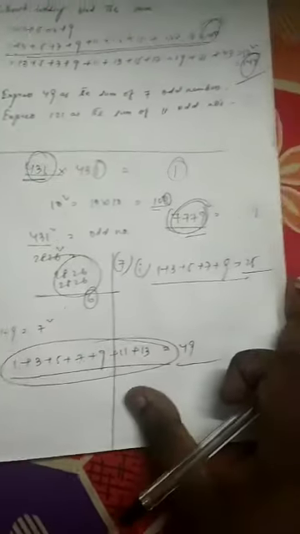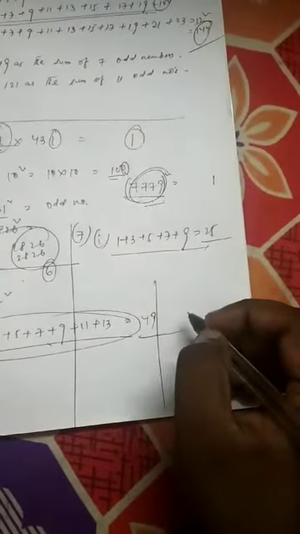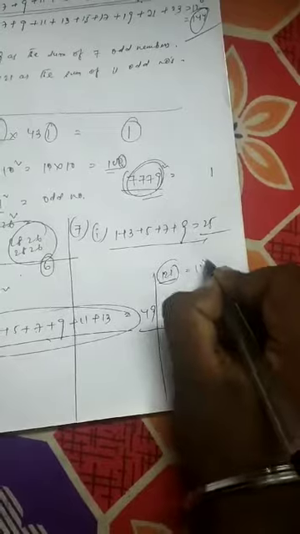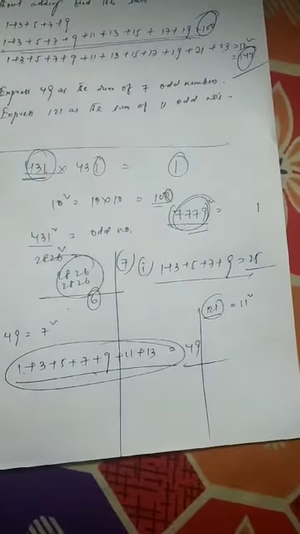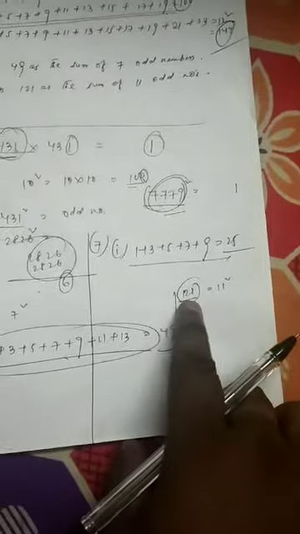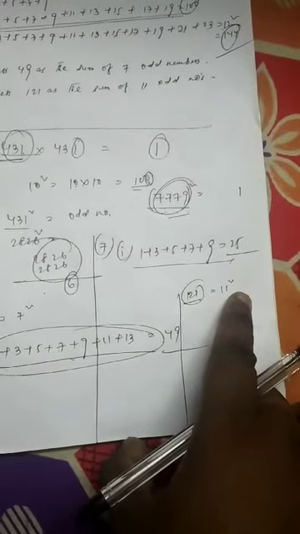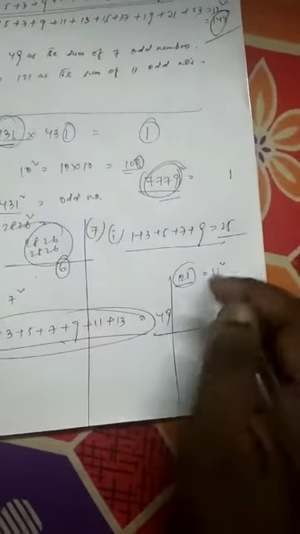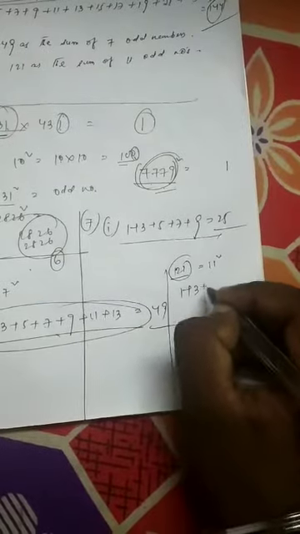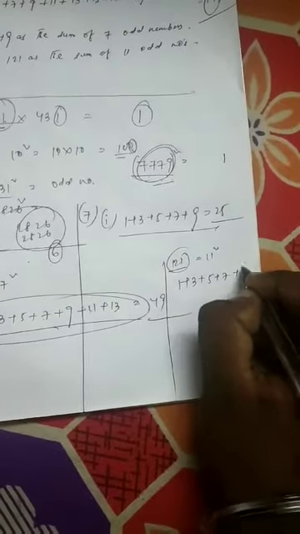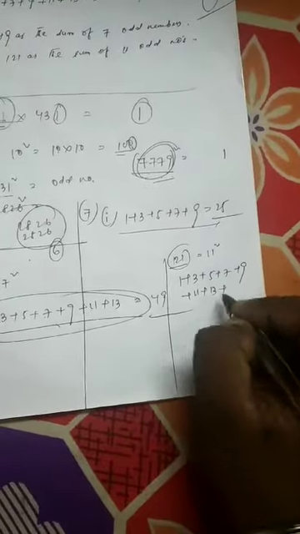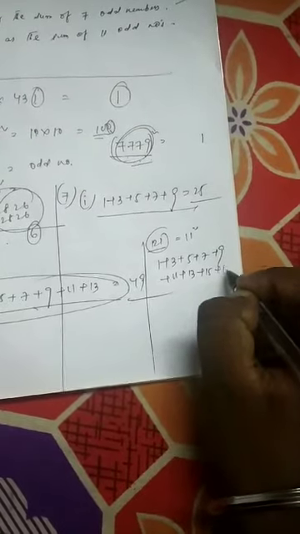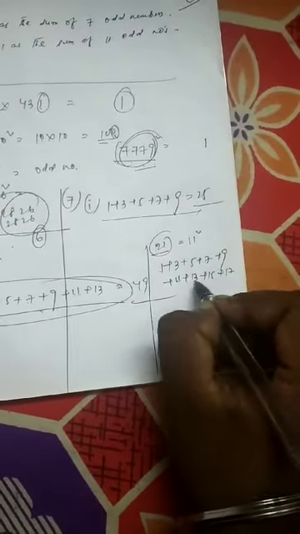What is the next number? The next number is 121. So 121 is equal to 11 square. The first process is to find the square root of this number. As we know, 121 is equal to 11 square, so I'll have to write the first 11 odd numbers. The first 11 odd numbers are 1 plus 3 plus 5 plus 7 plus 9 plus 11 plus 13 plus 15 plus 17.